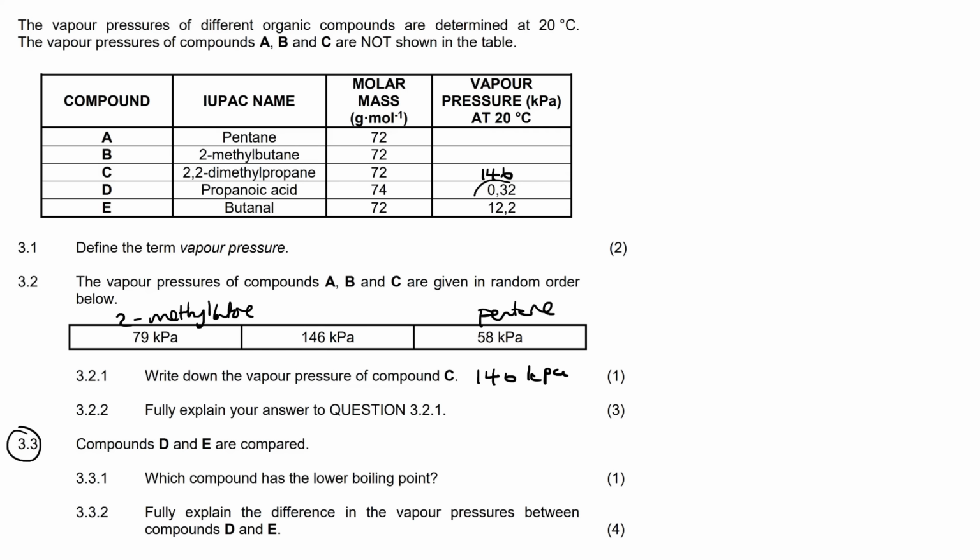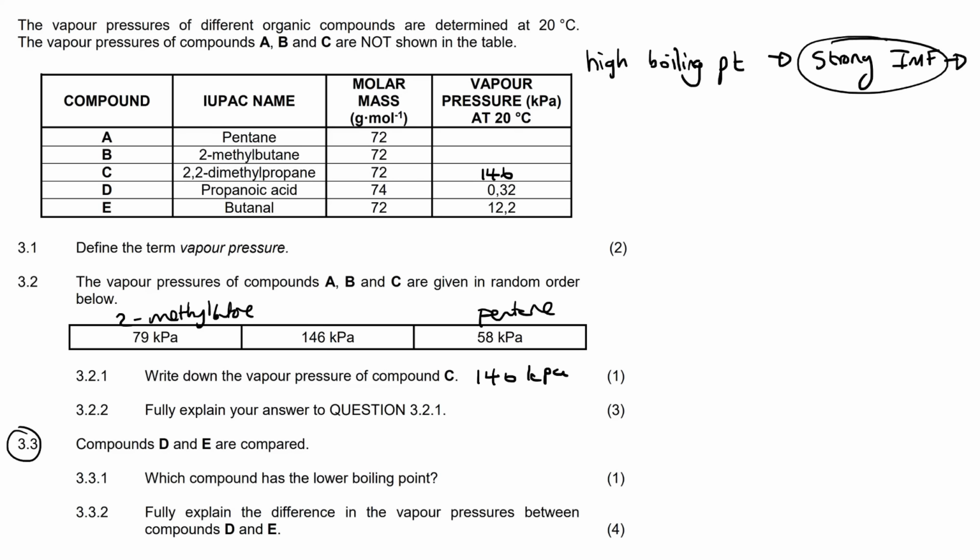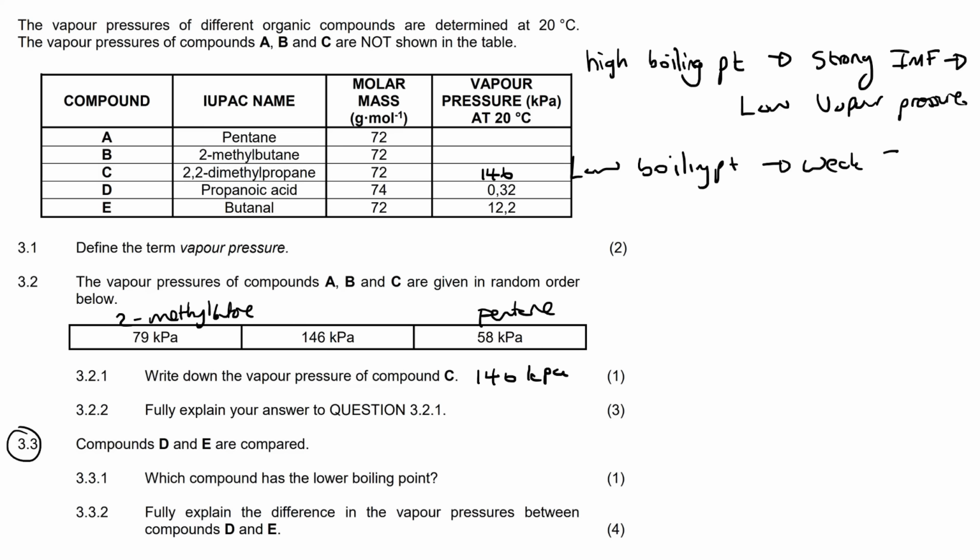Well, what you do is you look at the vapor pressure. We didn't really talk about boiling point, but we know the following. If something has a high boiling point, it means that it has very strong intermolecular forces. And if something has strong intermolecular forces, then it's going to have a very low vapor pressure. And if something has a very low boiling point, then it's got weak intermolecular forces, and so it would have a very high vapor pressure.